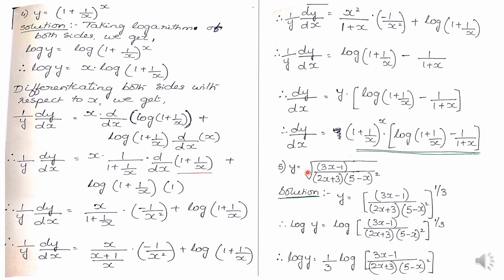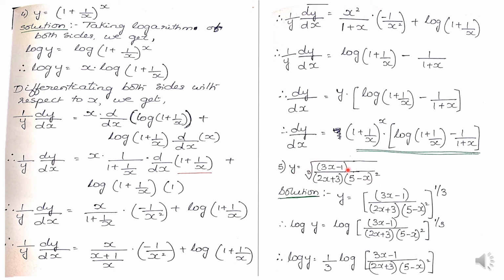Now the fifth sum is going to be a very important sum because there is a high probability of this coming in the exam. So concentrate over here and listen to what I am telling you. The question is cube root of 3x minus 1 upon 2x plus 3 into 5 minus x the whole square. Again looks quite complicated, isn't it?